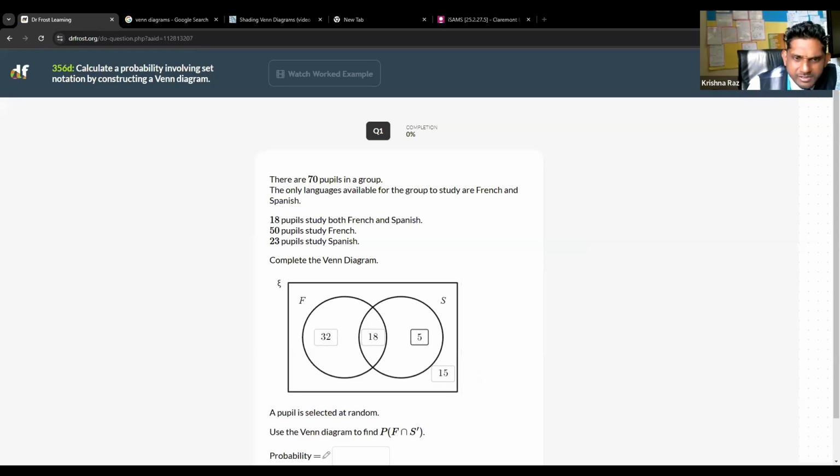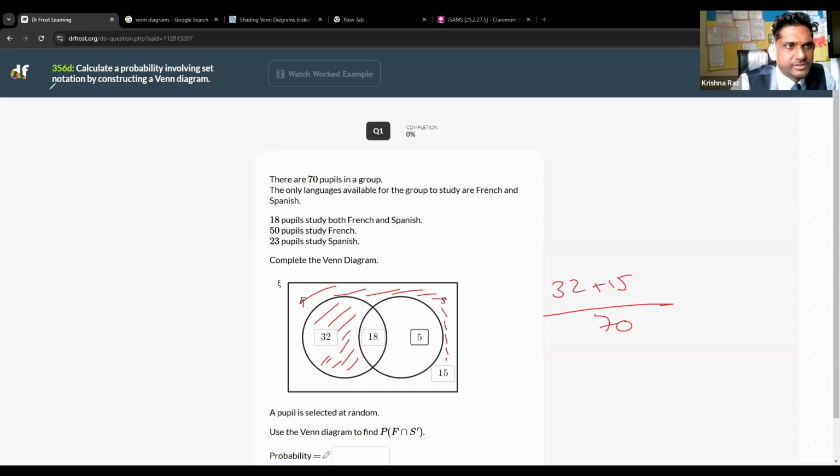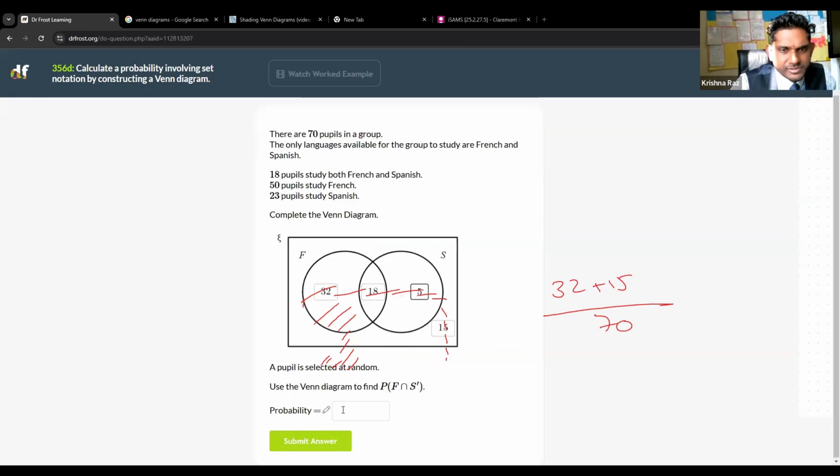So the probability of being F and not S. F is this, but we want not S. So we only want this bit. But we also want the bit outside, don't we? Because this isn't S either. So that will be 32 plus 15 out of the total. So we should get 47 out of 70.